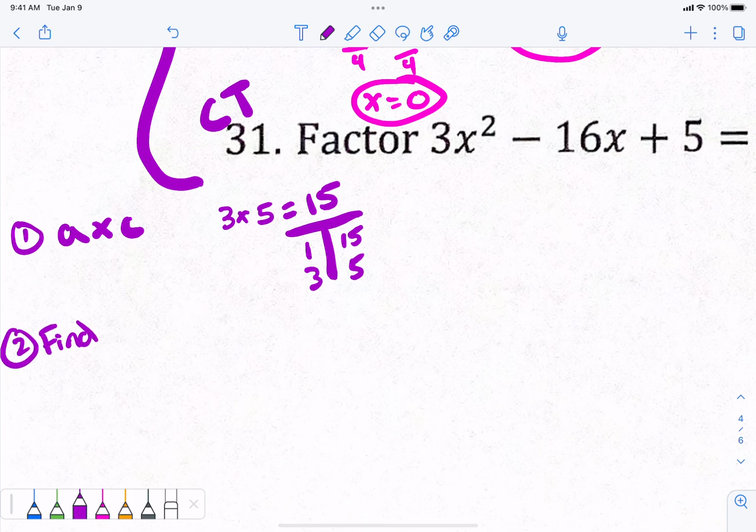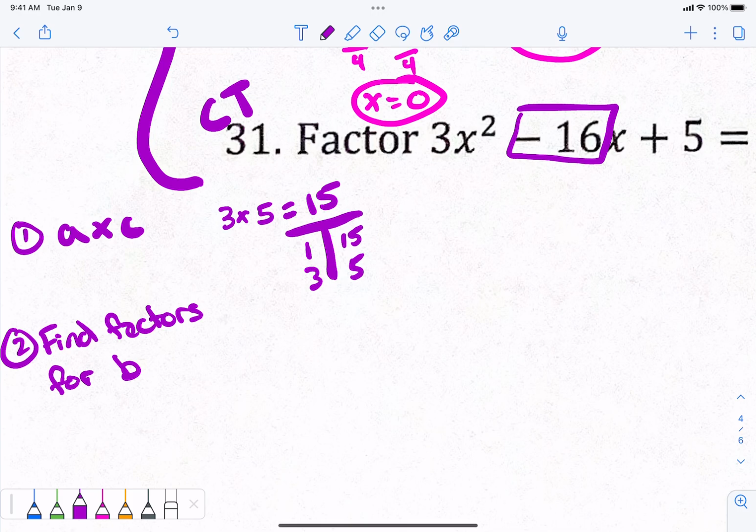So step 2, find factors for B. What is B? The middle number. B is the middle number, right? It's negative 16. It's negative 15 plus negative 1. So negative 15 and negative 1, both negative, right? Because you want them to add to be negative 16. Okay, find factors for B.